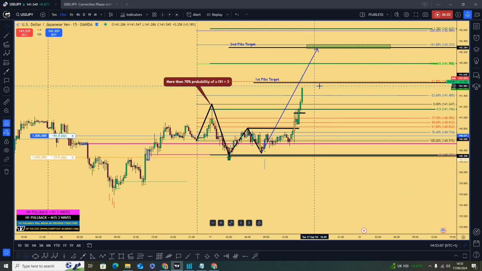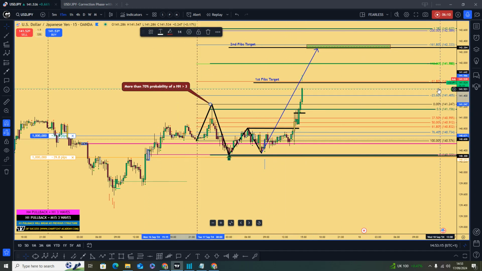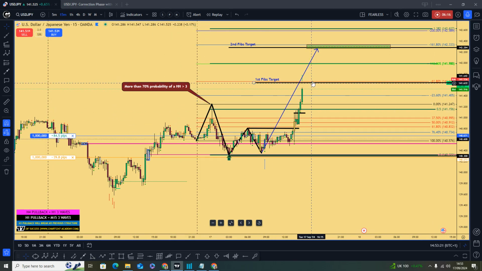So we're very close to the first target, which we identified earlier, 141.62. Currently 84 pips, not bad.